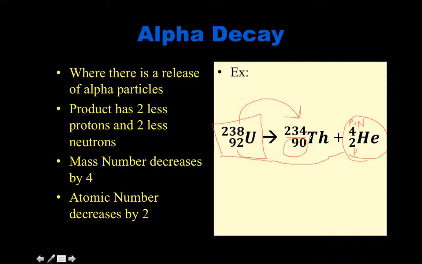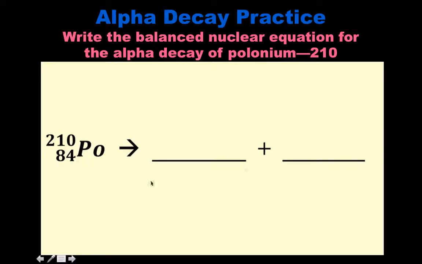Yes, thorium is correct. Okay, now let's practice this. All right, so here we're having the alpha decay practice. First of all, what we're going to do is put the 4 and the 2 over here in the helium. Remember, this is alpha decay. Now we're going to take 210 and subtract 4 from it. So we get 206 as its mass.